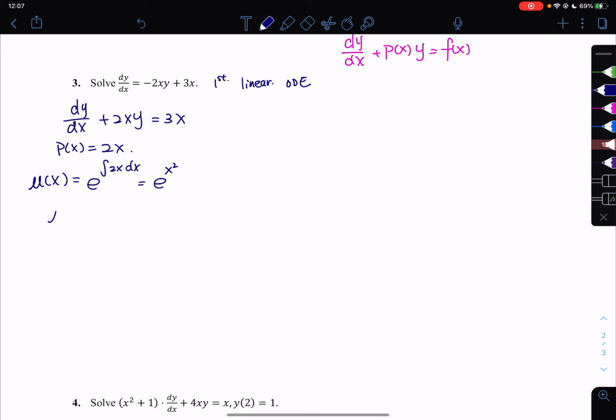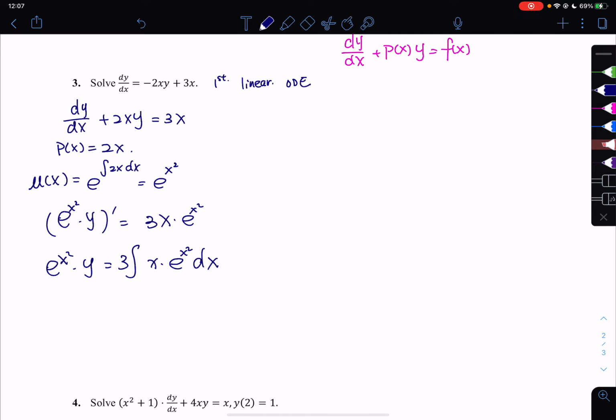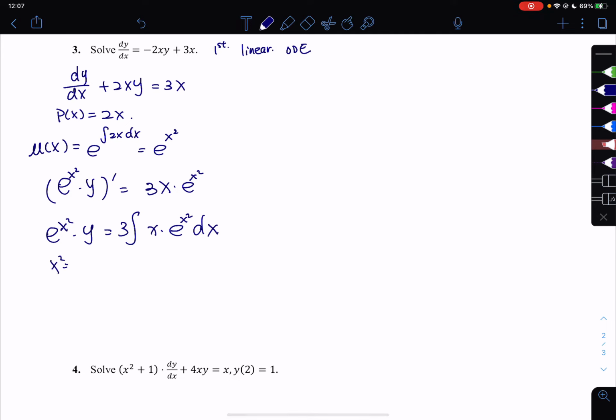So you multiply this term to both sides, which, if I write it out explicitly, is e to the x squared multiplied by y. Taking the derivative on the left gives 3x e to the x squared on the right. Therefore, I can integrate both sides, so it's e to the x squared times y, and integrate 3x times e to the x squared dx. If you call x squared w, then 2x dx is dw. So x dx is 1/2 dw.